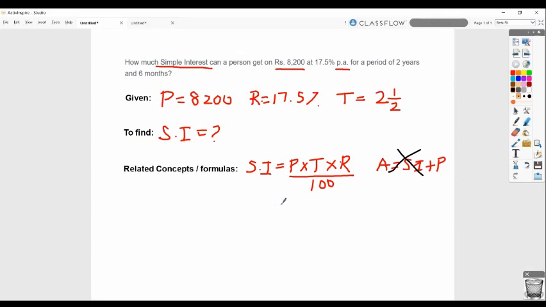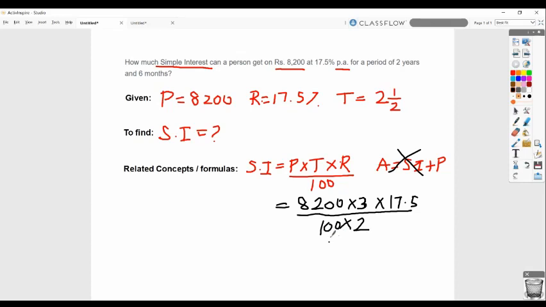If we don't follow these three steps, then we get into trouble of what to do and how to do it. Now, plugging in those values: 2.5 is nothing but 3 over 2 if you change it into an improper fraction, and the rate of interest is 17.5. Also, we have a 100 in the bottom coming from the formula.